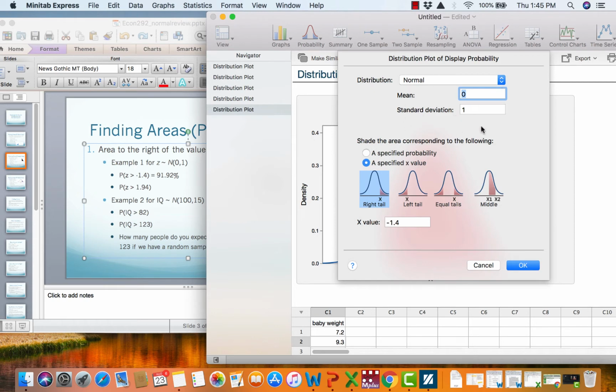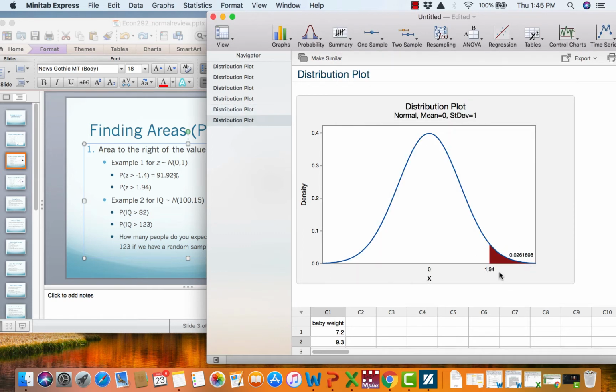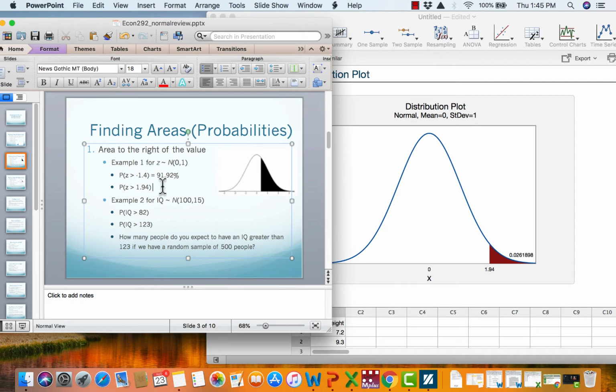All right, mean and standard deviation stay the same. We're given a z-score. We want the greater than probability, but now we are looking at 1.94. We say OK. We see everything shaded to the right of 1.94, and that probability is 2.62%.